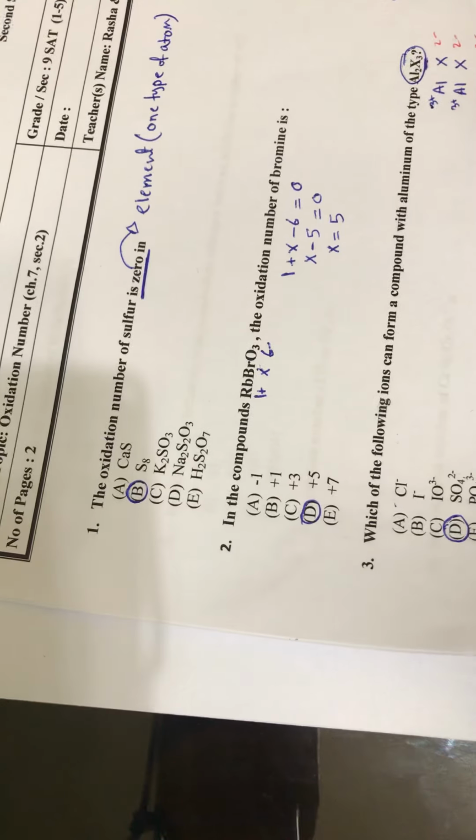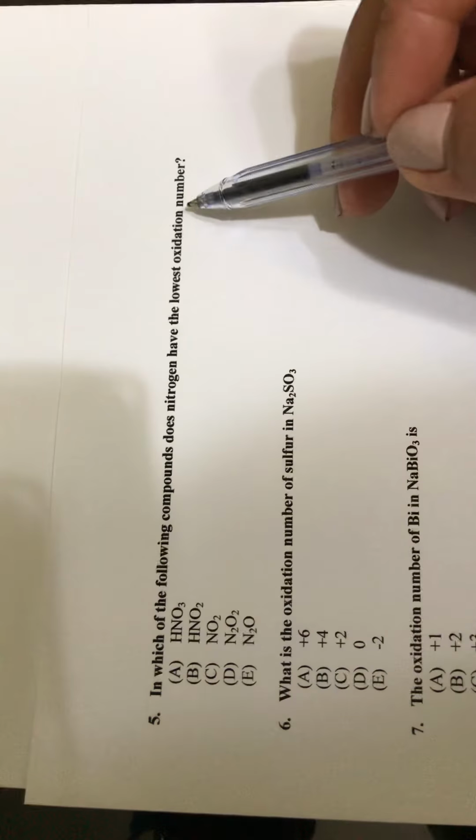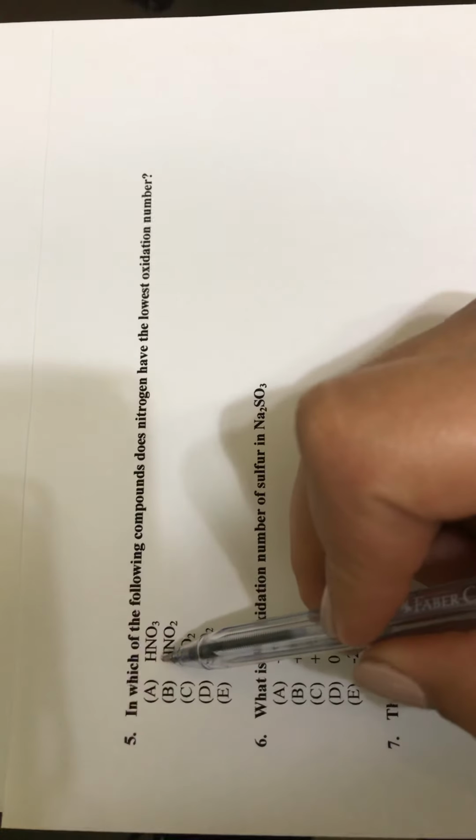Now question 5. In which of the following compounds does nitrogen have the lowest oxidation number? Okay, the first one, HNO3.